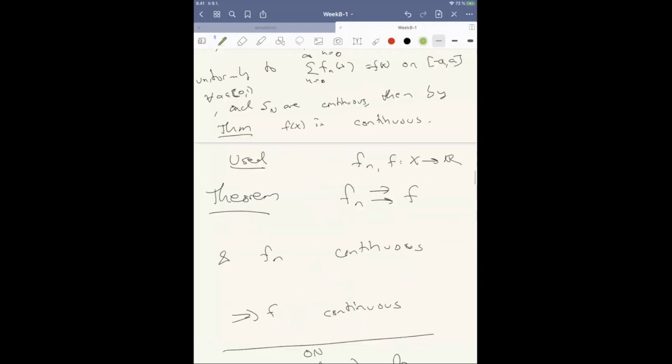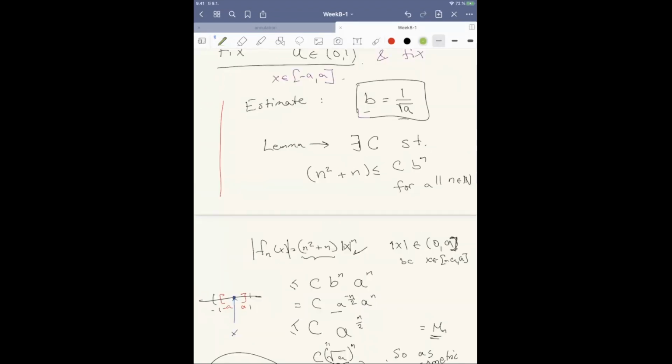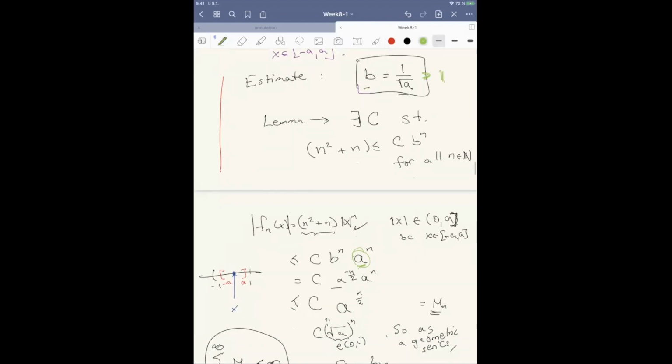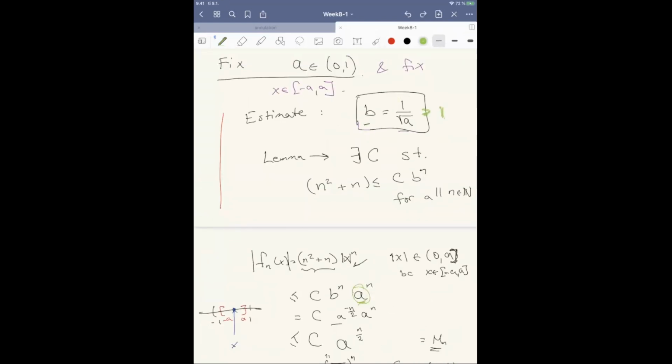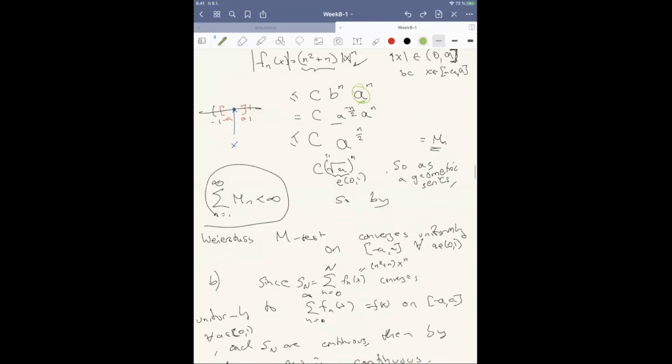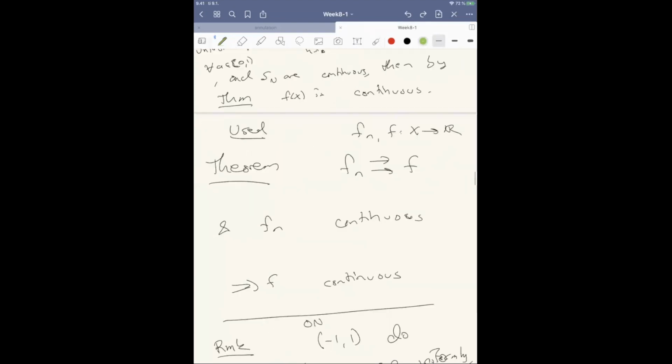And why is that? Because our estimate falls apart if we get too close to 1. We need the fact that we can choose b to be strictly bigger than 1 by the choice of a being less than 1. Because square root of a is less than 1, and the reciprocal is bigger than 1. But if we have a equal to 1, nothing happens. Our proof doesn't start.